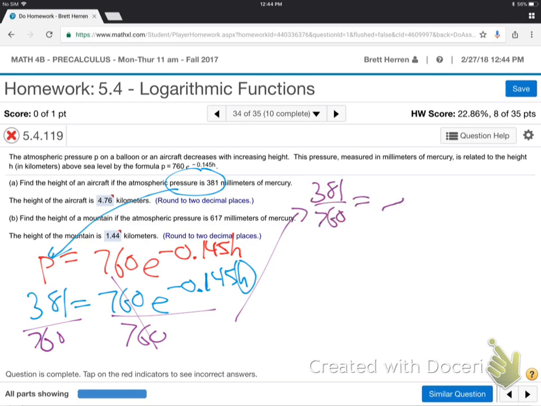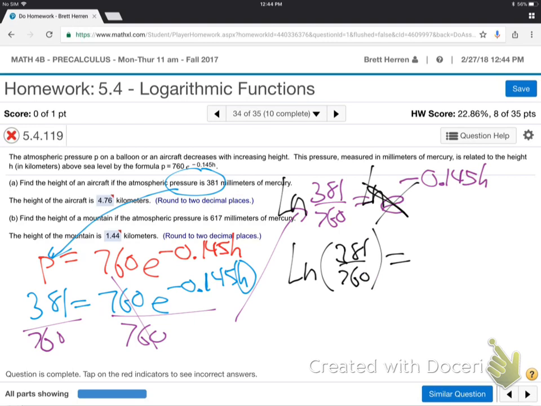Get rid of that layer, bring it over here. 381 over 760 e to the minus 0.145h. Good so far? I'm just going to leave it as a fraction like that. All right, what's the next step? How do I get rid of the next layer? What's going to get rid of this e? I'm trying to work my way down to the h. How do I get rid of that e? ln both sides. ln and e will cancel. So ln of 381 over 760 is minus 0.145h.